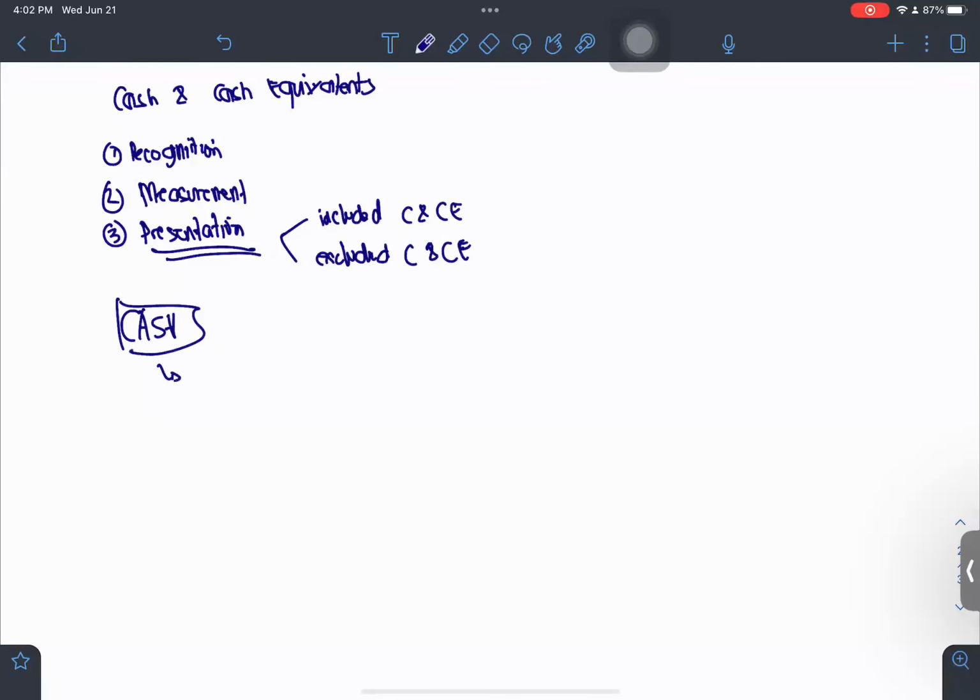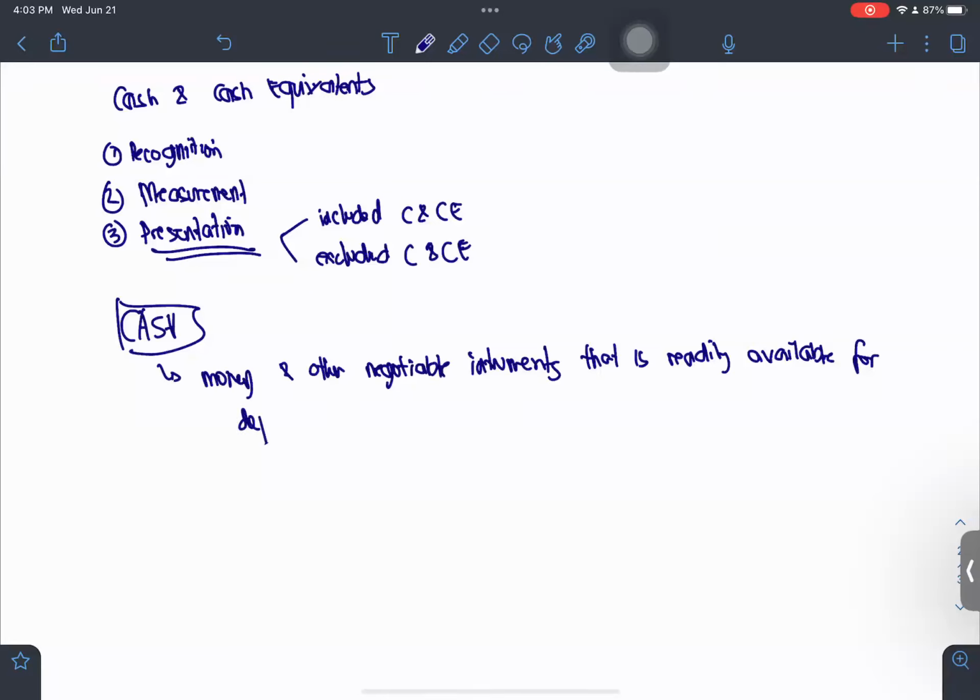So what is cash? Cash is defined as money and other negotiable instruments that is readily available for deposit and immediate credit. Okay? So we define cash as money and other negotiable instruments that is payable in money or that is readily available for deposit and immediate credit.